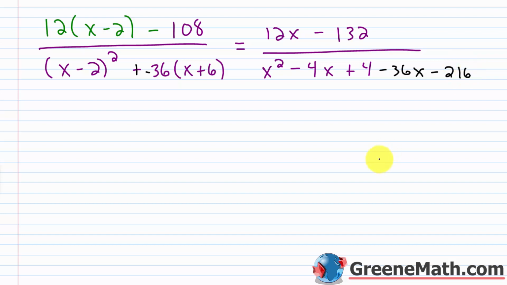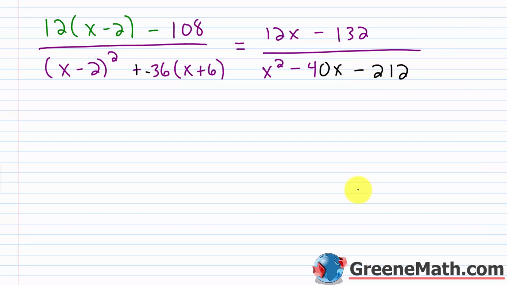Okay? So now we want to simplify here. X squared, I don't have anything I can combine with that. Negative 4x minus 36x is negative 40x. So let's write this as minus 40x. And then if we have 4 minus 216, that's going to be negative 212. So this is minus 212.